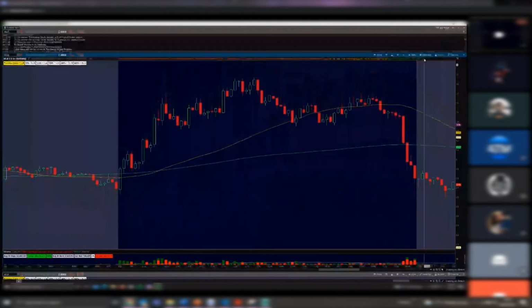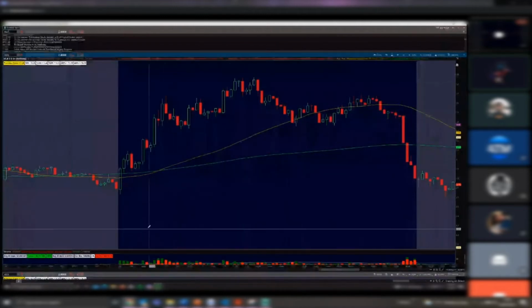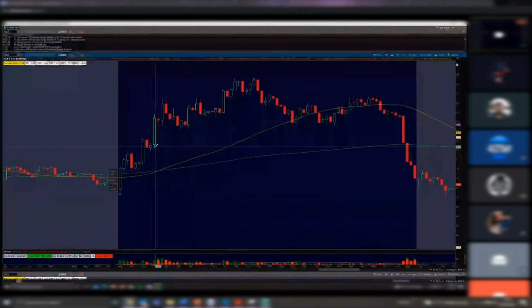All right. So here we have a little nice trend. The first one happens right here. This is where the demand slows down. This one happens at 9:30. This one happens at 9:55. And this one happens at 10:15.